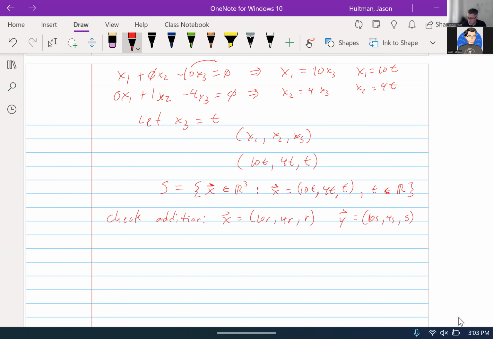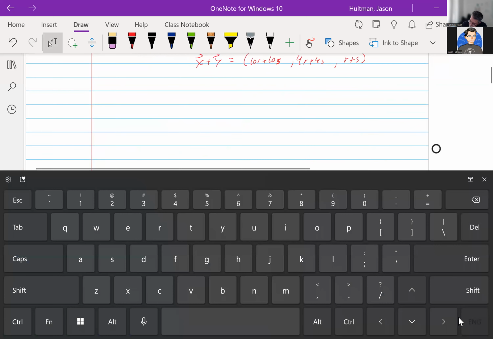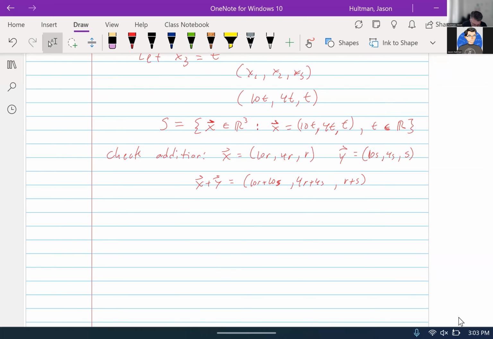Okay. And so now we're going to add these together. We could say that X plus Y is equal to 10R plus 10S, 4R plus 4S, and R plus S. Okay, that's good. Let's factor out the 10, 4, and 1. So we'll get 10 times R plus S, 4 times R plus S, and R plus S.